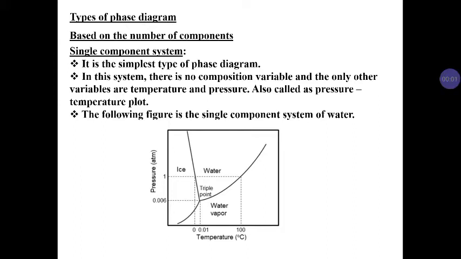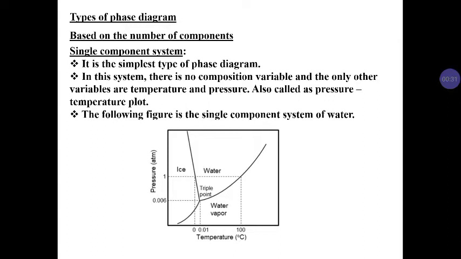Dear students, in this video lecture we are going to see the different types of phase diagram based on the number of components, where a component is the minimum number of constituents present in the system. For example, if the constituent is water, one molecule of H2O is the minimum constituent, and it is a single component system.